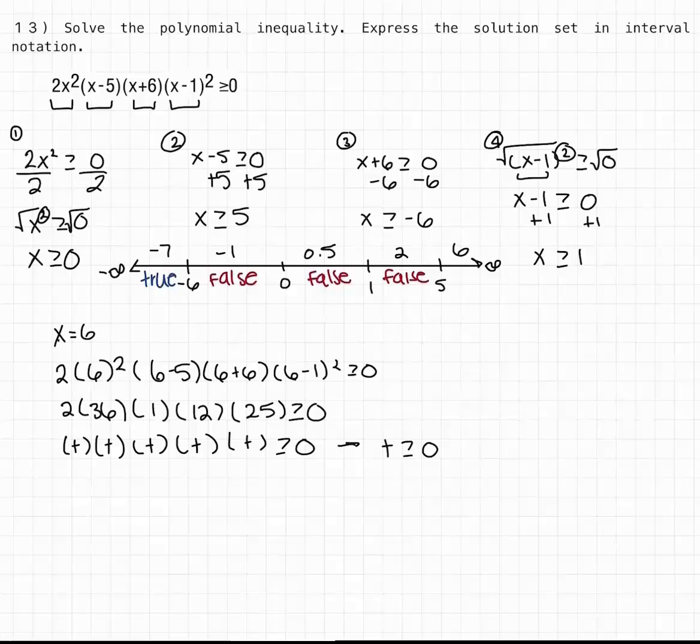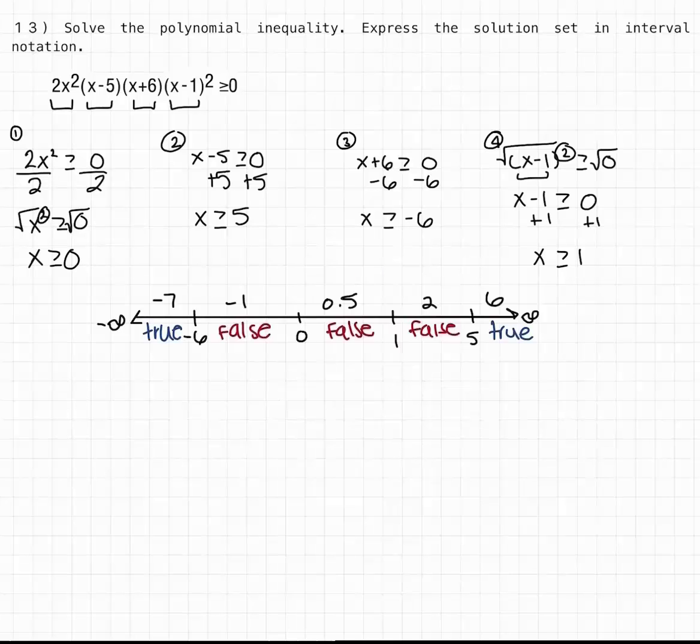So let's multiply everything out to verify it. And we should be getting 21,600 is greater than or equal to 0, which is true. That's very true. So when we label that up here, we can now look at our number line. So looking at our number line, we can see that we have a true statement from negative infinity to negative 6. We have a true statement from 5 to positive infinity.